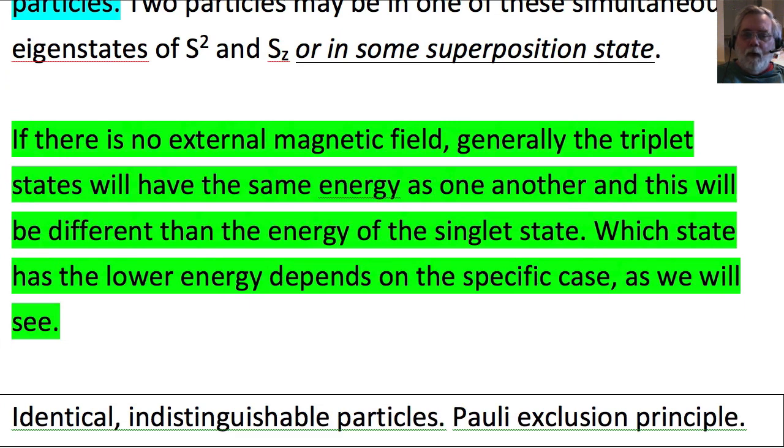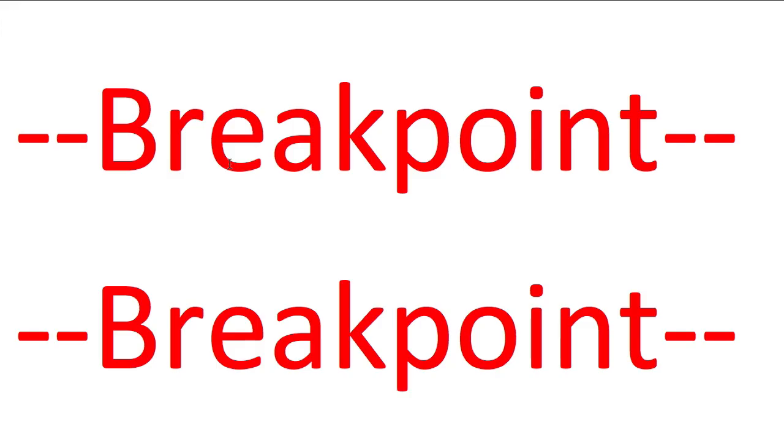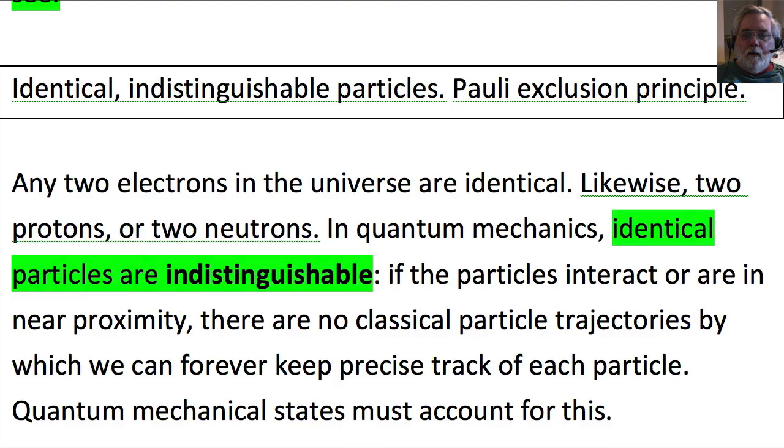If there is no external magnetic field, generally the triplet states will have the same energy as one another, and this will be different than the energy of the singlet state. Which state has the lower energy depends on the specific case, as we'll see in the remainder of this lecture. This is a possible time to take a break.